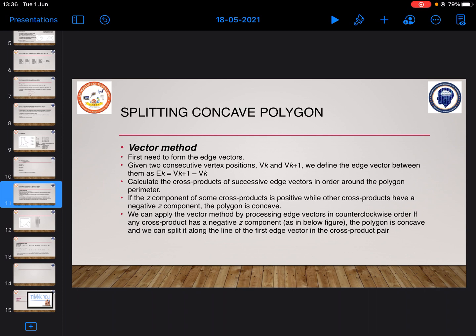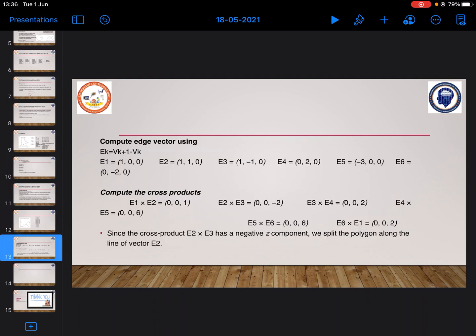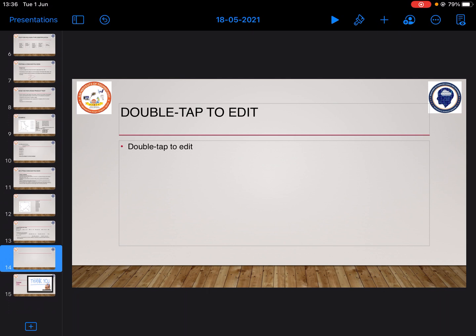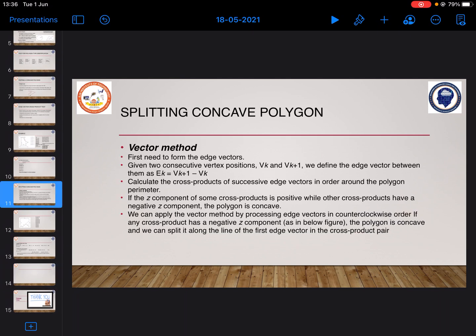After this, once we identify that the polygon is concave, the next step is to split that concave polygon into convex ones. Again there are two methods used: one is the vector method and another is the rotational method. In the vector method, first we form the edge vectors. Given two consecutive vertex positions Vk and Vk plus 1, we define the edge vector between them as Ek is equal to Vk plus 1 minus Vk.